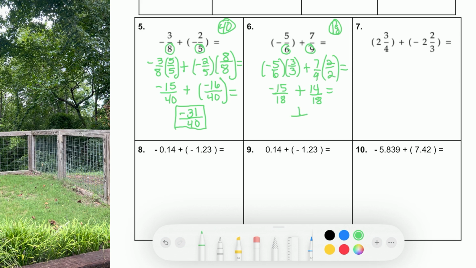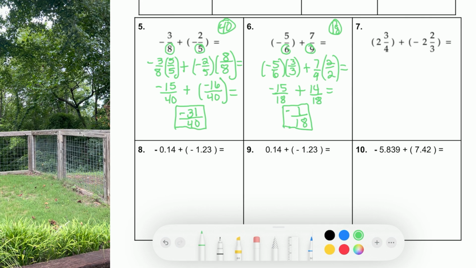Keep the 18. So which one of these numbers is greater to determine if we have a positive or a negative answer? Well, 15 is greater than 14, so our answer is actually going to be a negative 1/18. And we are done.